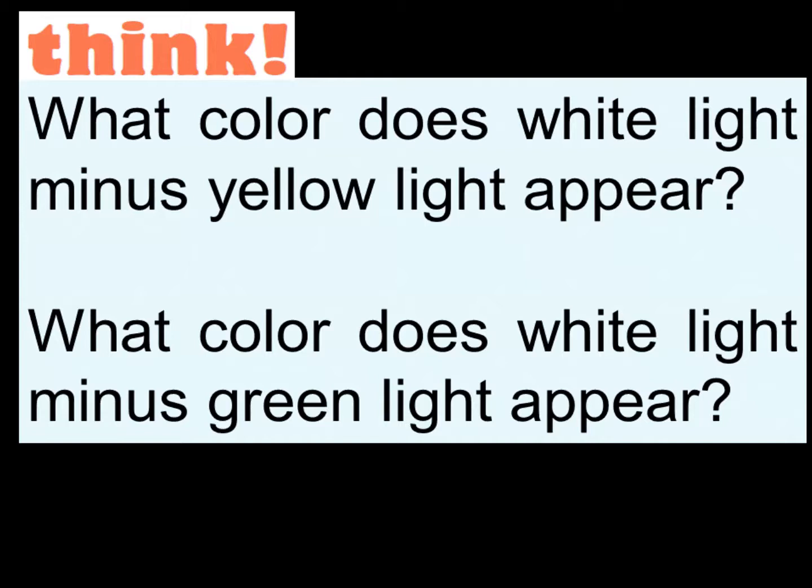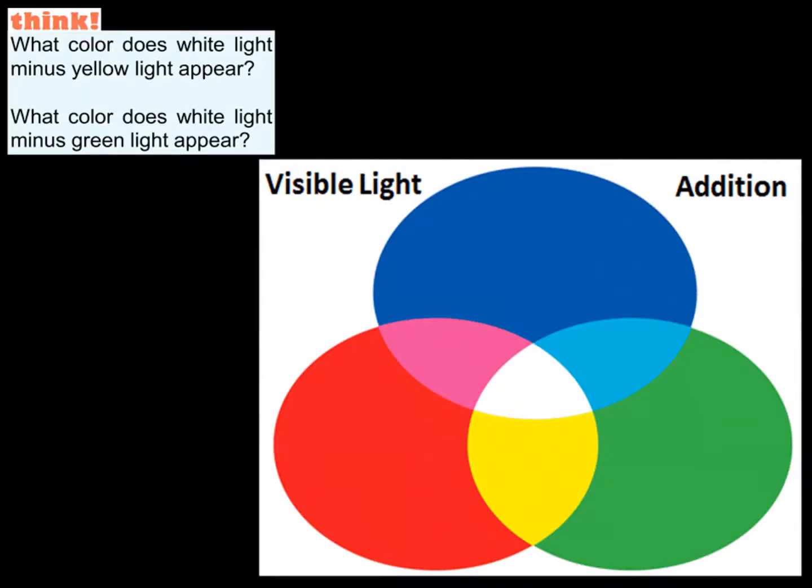What color does white light minus yellow light appear? And what color does white light minus green light appear? Again, you can get the answer to this by looking at the tricolor discs that I showed you several pictures ago. What color does white light minus yellow light appear? So if I take the yellow out of it, what am I left with?